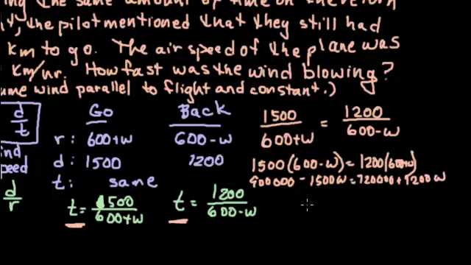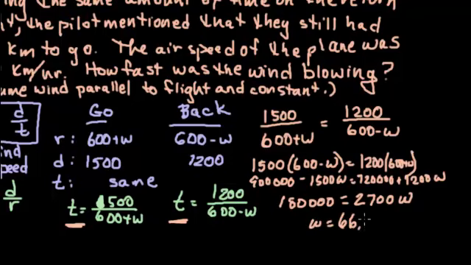Alright, while you're working this, you're going to subtract the 720,000 from both sides, and I'm going to add the 1,500W to both sides. That will yield me 180,000 equals 2,700W. And then when I divide both sides by 2,700, I'll get that W is 66.7 kilometers per hour. Alright, now that concludes this part of our mathematical modeling and working with some word problems.